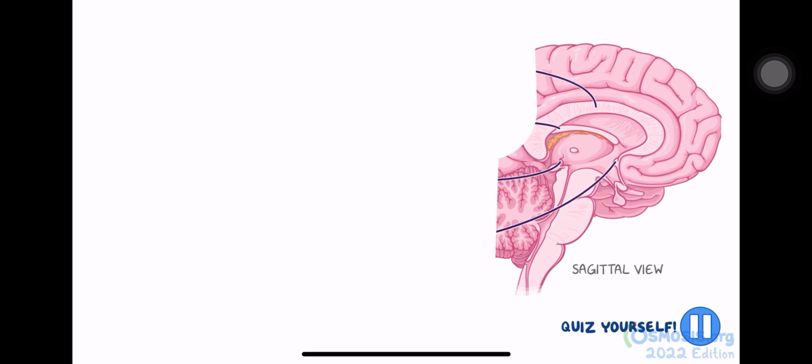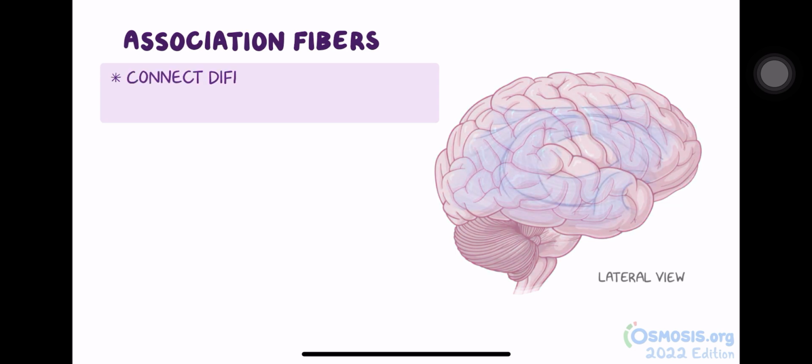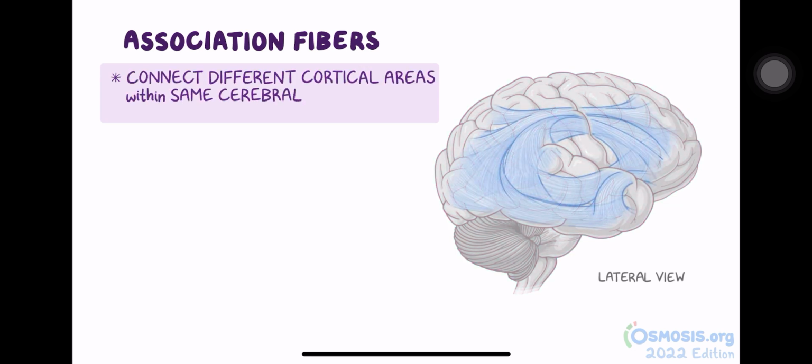Alright then, let's switch gears and talk about the association fibers. These fibers connect different cortical areas within the same cerebral hemisphere, enabling those regions to communicate with each other. Depending on their length, the association fibers can be divided into two groups, the short and long fibers.